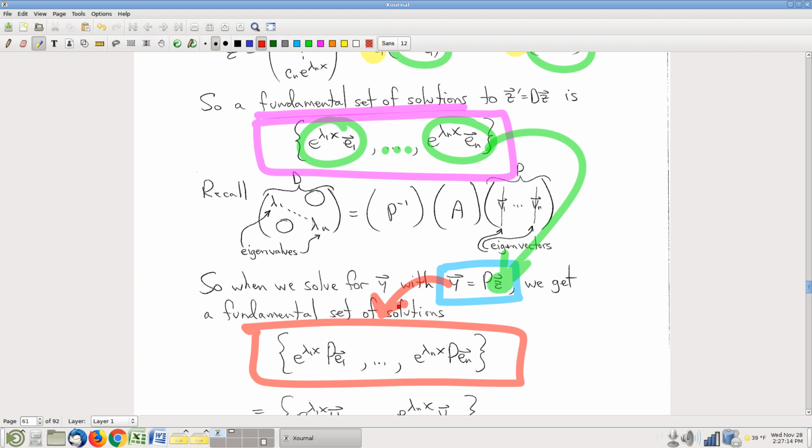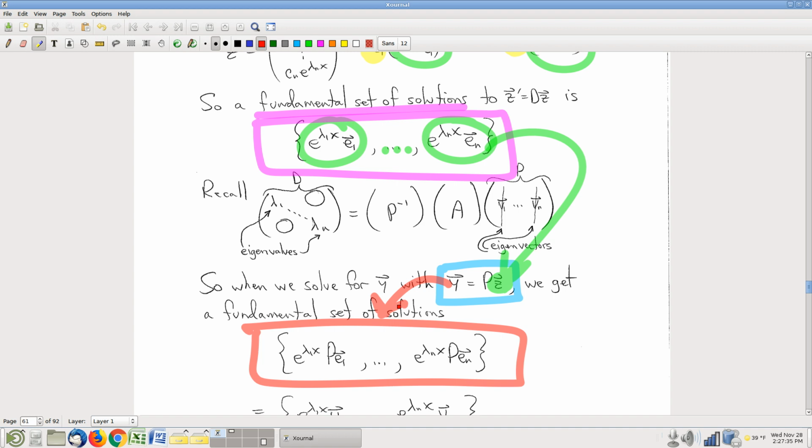Now, notice all I did is multiply by P. This line up here is just a reminder that in diagonalizing, P is a matrix that is the change of basis that executes the diagonalization. Its columns are made up of eigenvectors. That's just a reminder. Everybody on board with this?